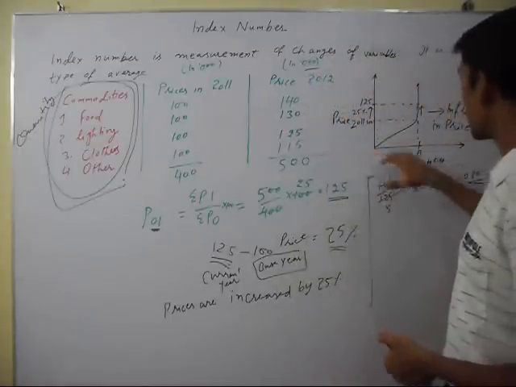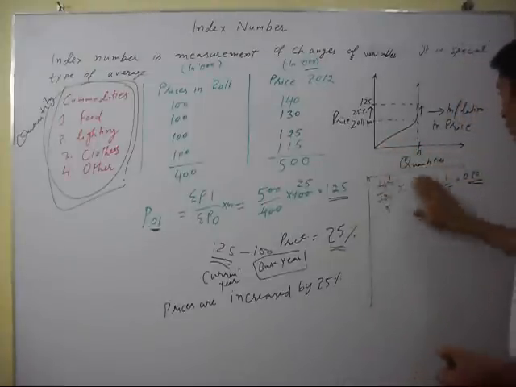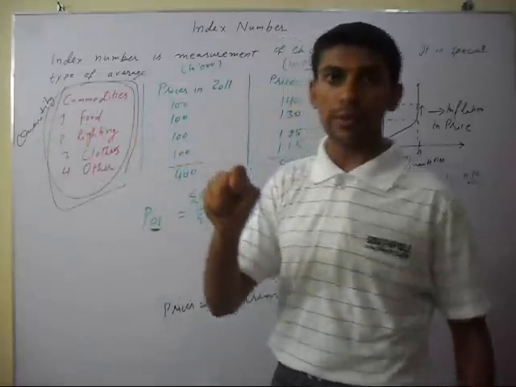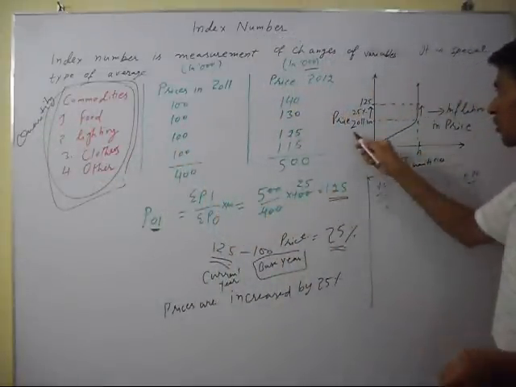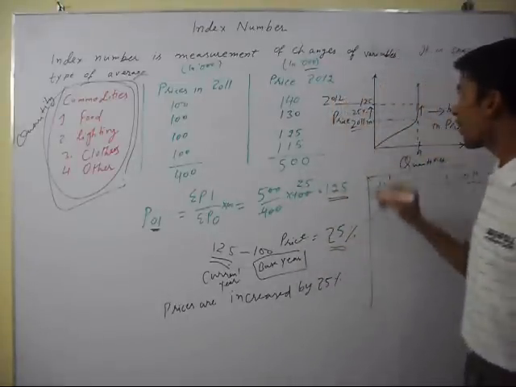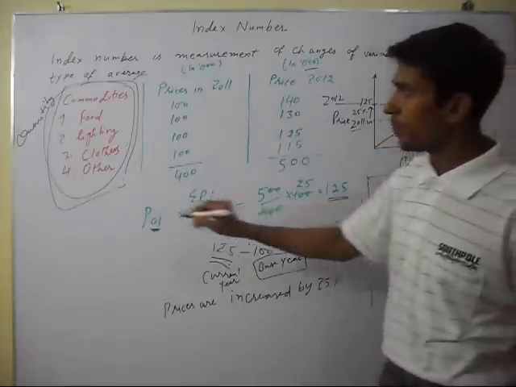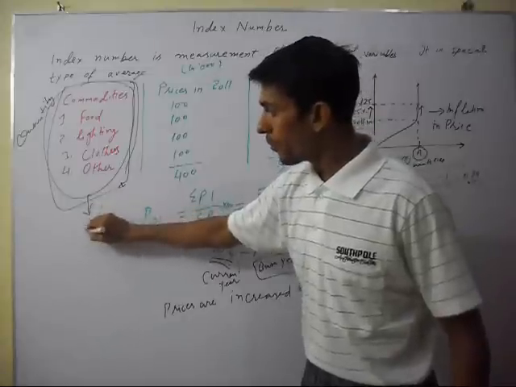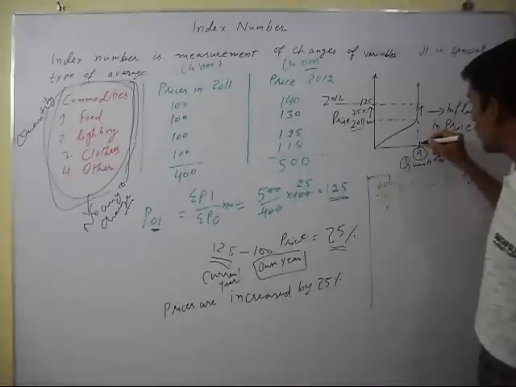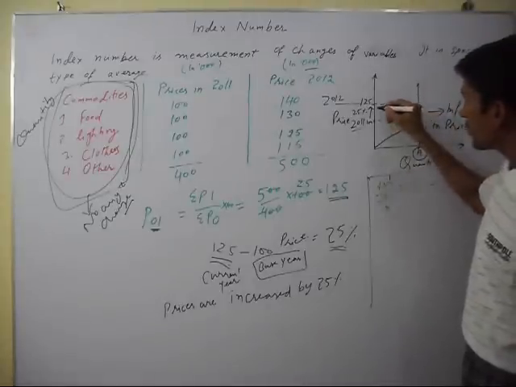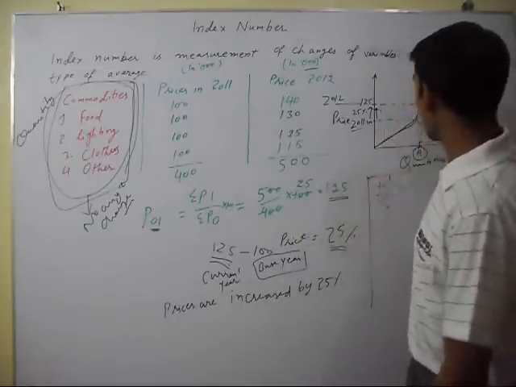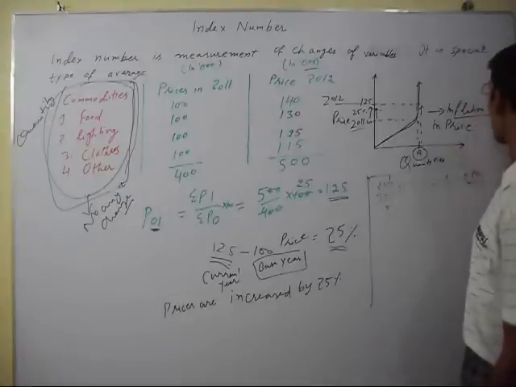So we can show this in the graph. In this graph, quantities means all these quantities. This is 1 unit. We use the same quantity in 2011 and 2012. We have the same quantity. There is not any change. So this is a constant. Prices will increase 25%, so this curve will go upward. This is an inflation curve.